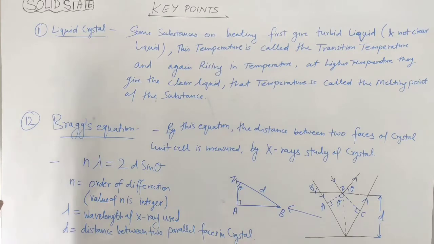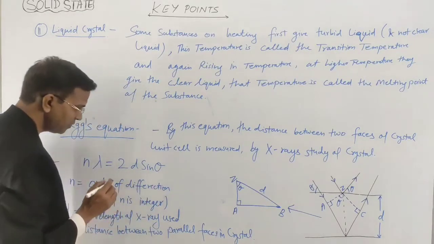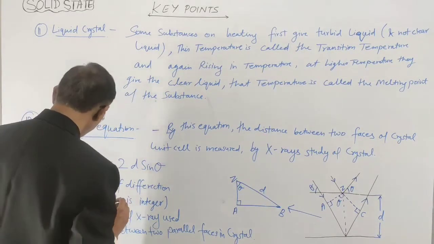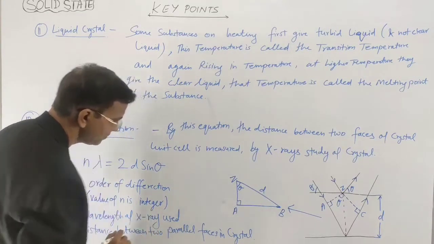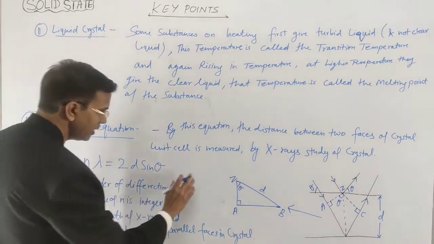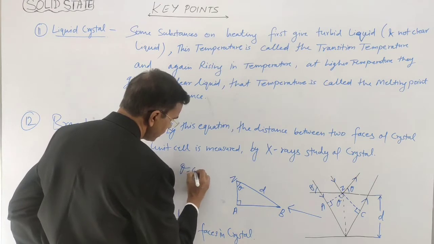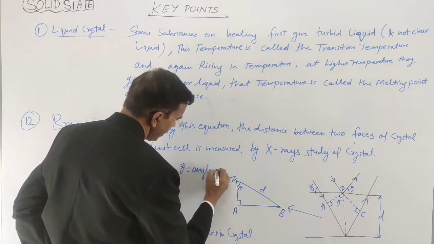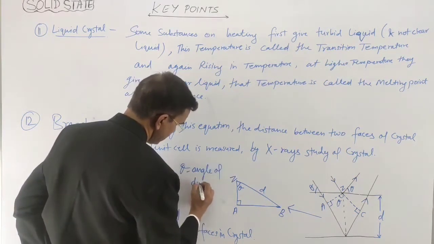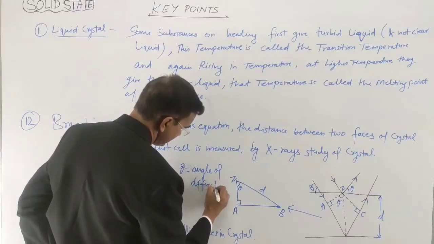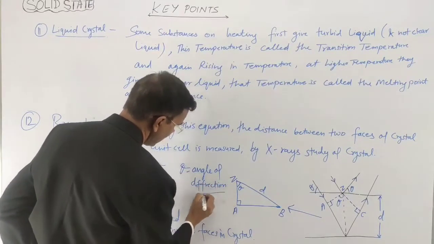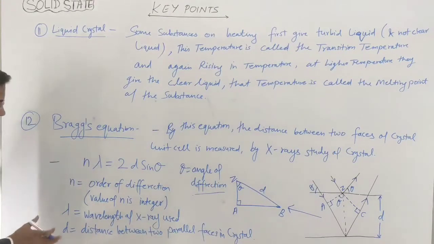And what is the meaning of theta? It is the angle of diffraction. So theta is equal to angle of diffraction. I am going to write here because space is not there. So these are the points about the Bragg's equation, right?